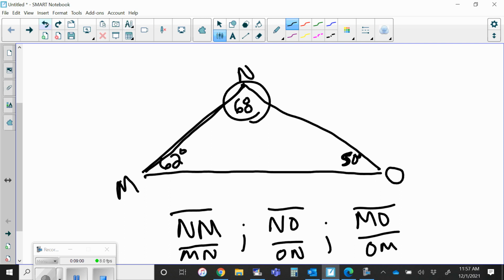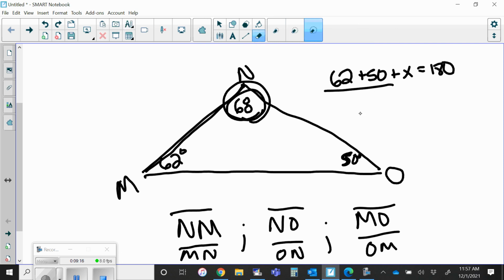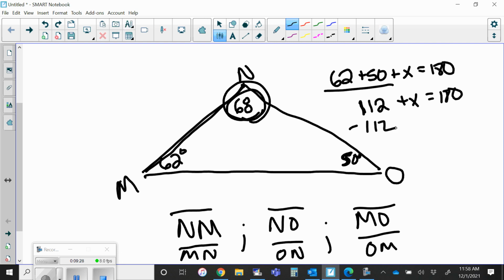Yes. Because all triangles have to add up to 180. So 62 plus 50 plus that unknown, this one right here, equals 180. We added these together. That was what, 92? No. 120? 112 plus x equals 180. And we minus that, and that's where we got x equals 68.